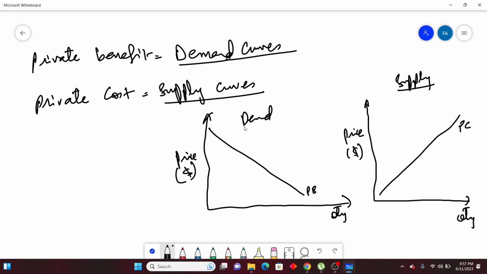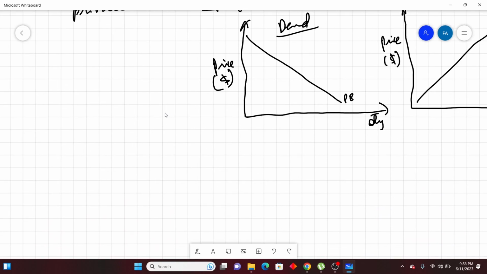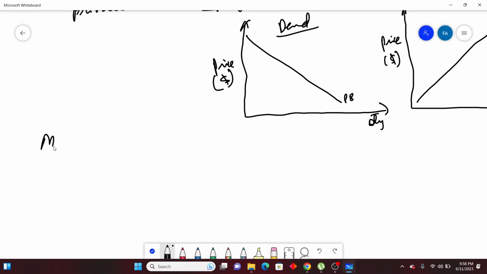That's why we say that private benefit is equal to the demand curve and private cost is equal to the supply curve. I already told you earlier in the last video that private benefit is always considered while purchasing or selling something, and private cost is considered while purchasing or selling something. What is the problem here? We are learning the chapter of market failure. So economics says you should incorporate the social cost and the social benefit. This is the problem of economics.